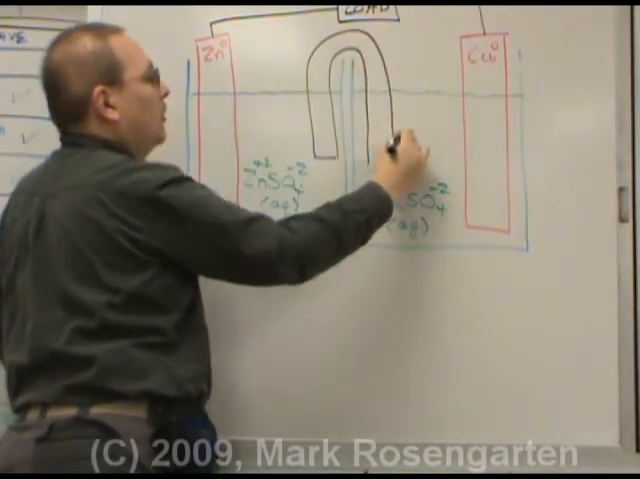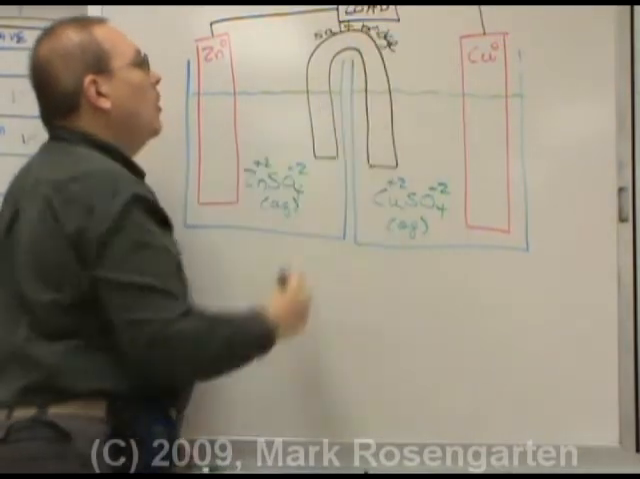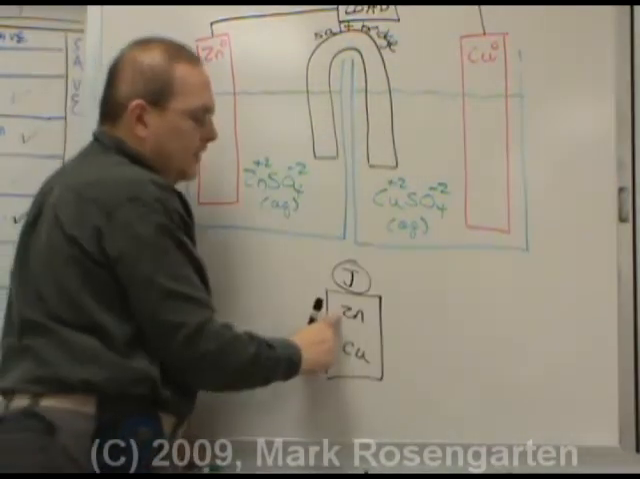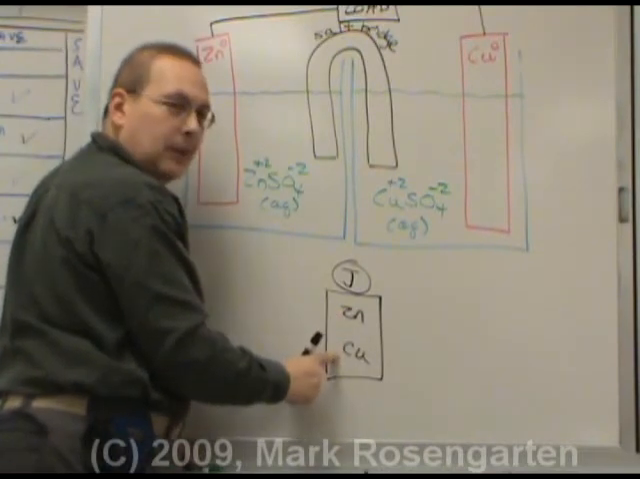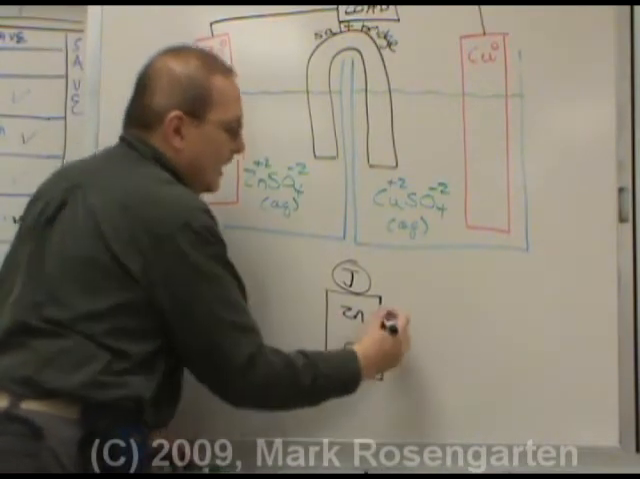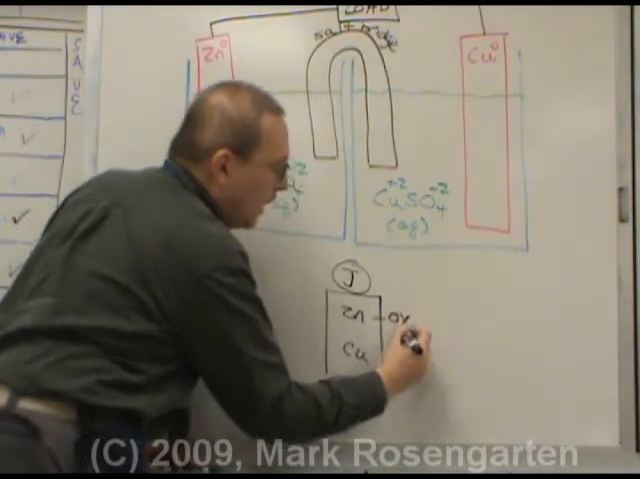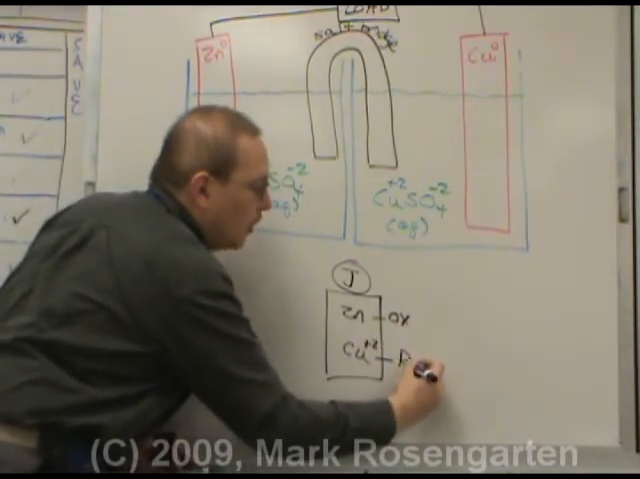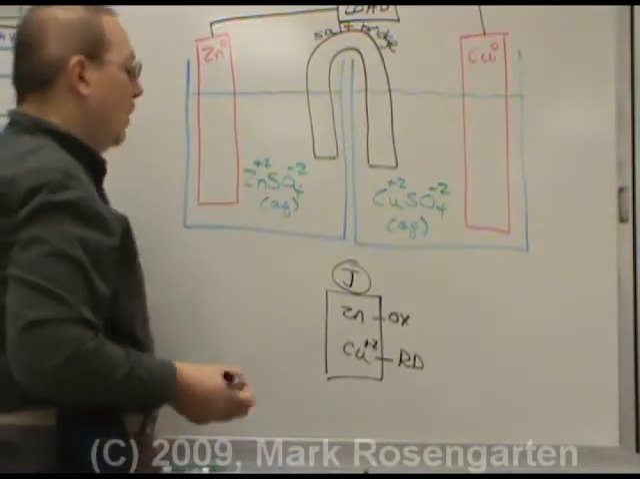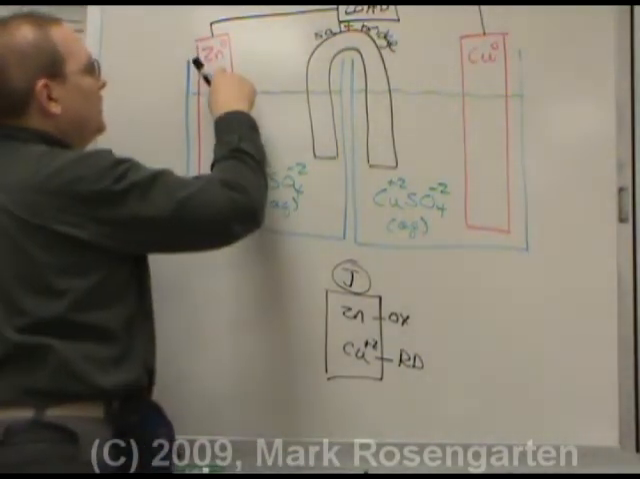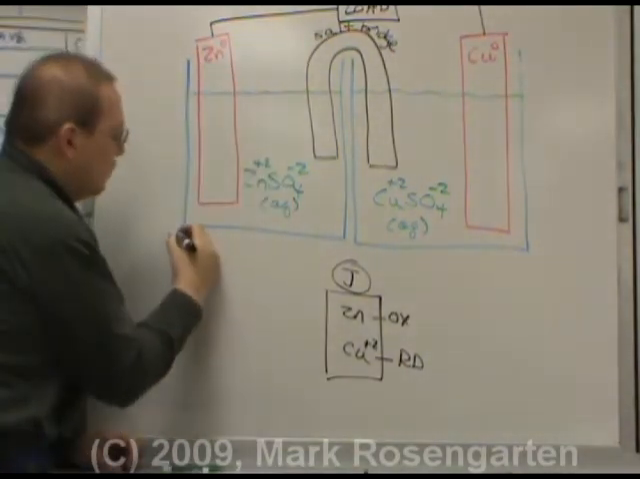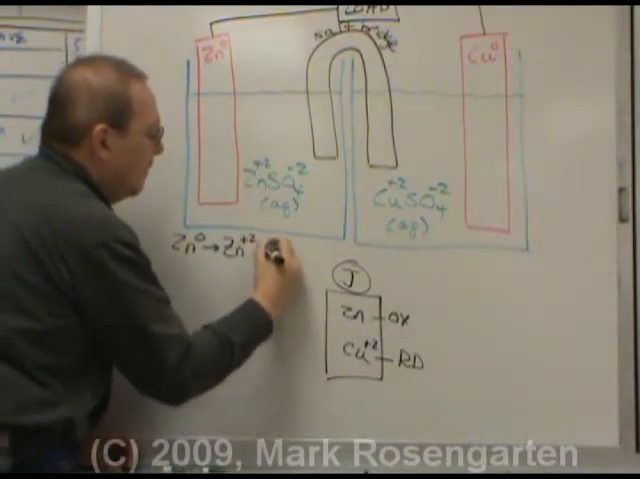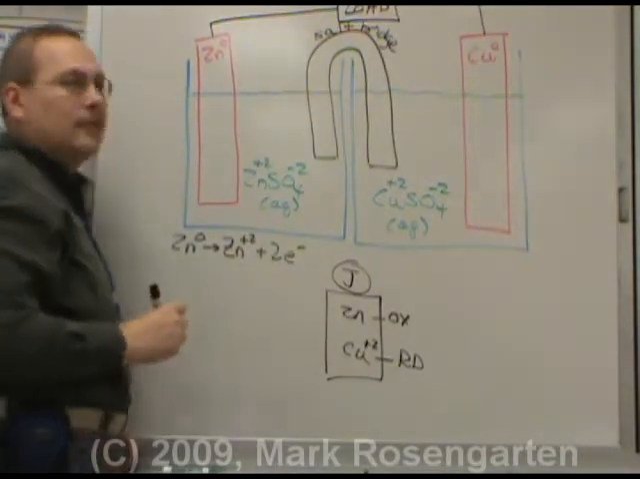contains a salt that does not contain either zinc or copper. Because zinc is listed higher than copper on reference table J, the zinc is going to undergo oxidation, and the copper plus 2 is going to undergo reduction. So what happens is the zinc 0 undergoes oxidation. Zinc 0 turns into zinc plus 2 by losing 2 electrons.